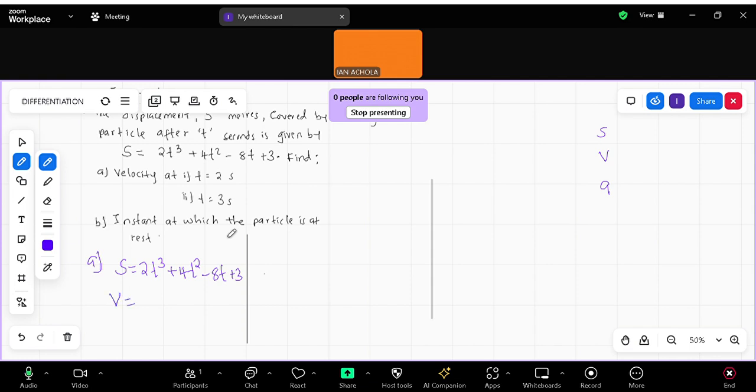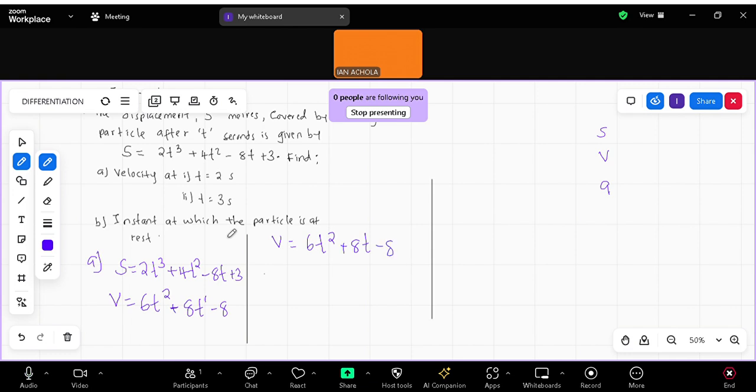So 3 multiplied by 2, we get 6t, then the power of t reduces by 1. It will be 6t squared, plus 2 multiplied by 4 is 8, then t to the power 1, then minus 8. We get no t after the 3. So this is the velocity function v equal to 6t squared plus 8t minus 8.